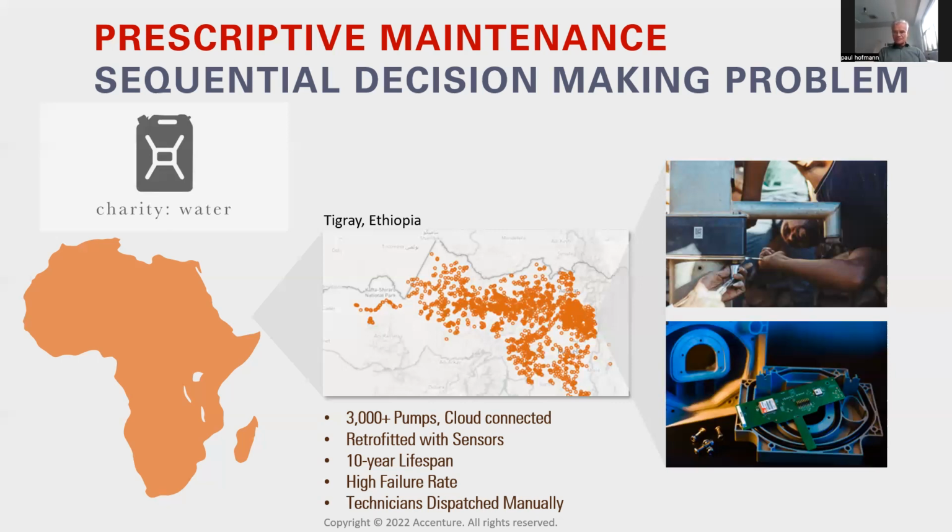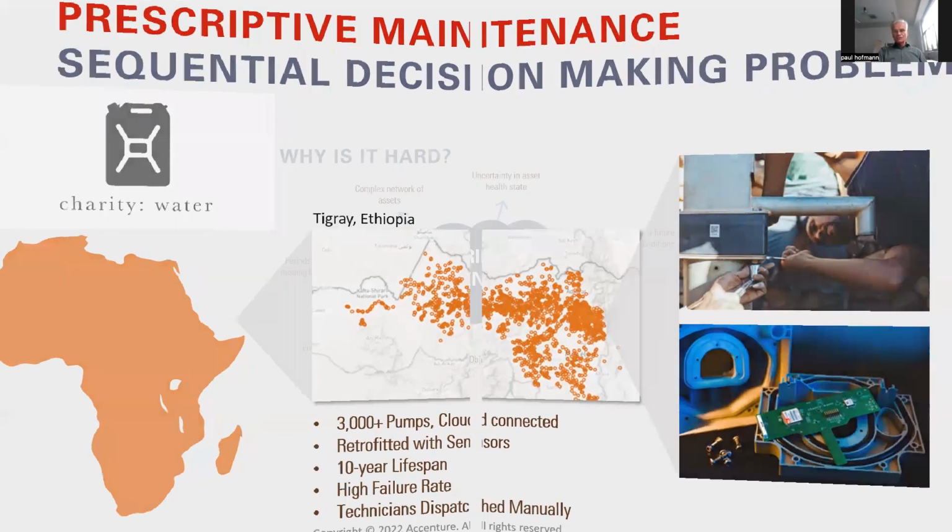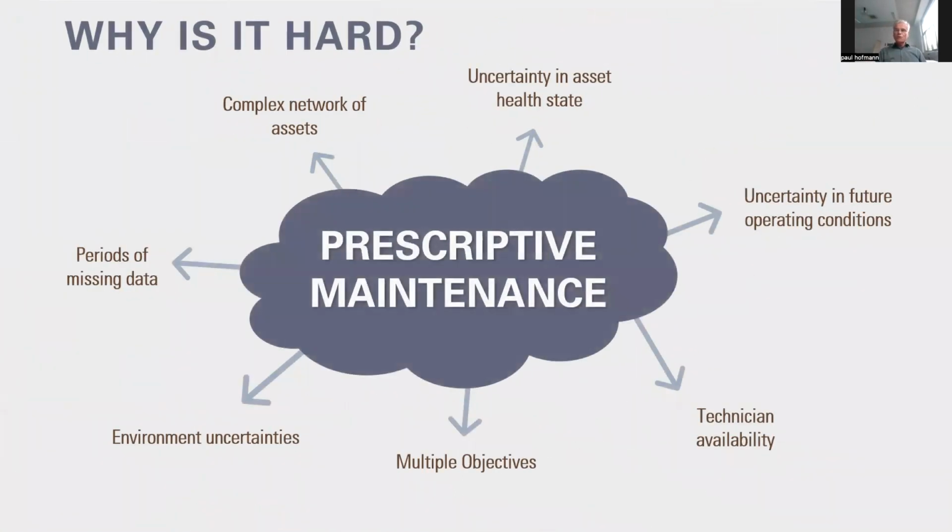So the pumps have a 10-year lifespan. They have a very high failure rate. This is very distributed location-wise, and the technicians at the moment are dispatched manually. But that's, of course, not good enough. You want to become more efficient. Now, why is this a hard problem? This prescriptive maintenance, the maintenance where you predict when the part breaks and then you say what to do.